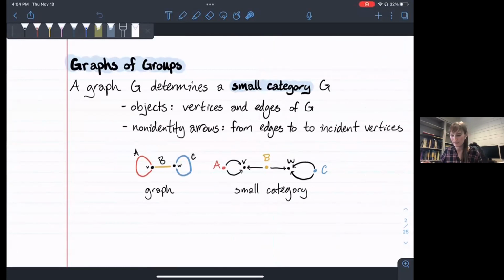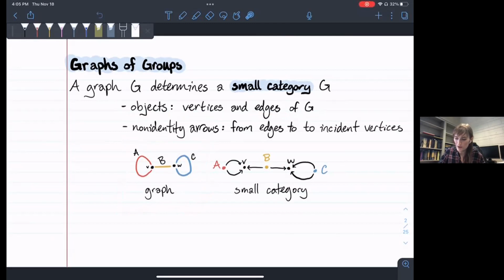So let me explain my idiosyncratic way of viewing graphs of groups. If I have a graph G, it determines a small category G. A category has objects and arrows, and the objects of my category are just going to be the vertices and edges of G. So here I have a graph. It's got 2 vertices, V and W, and 3 edges, A, B, and C. And so my small category, G, has 5 objects, 1 for each of my 2 vertices and 1 for each of my 3 edges.